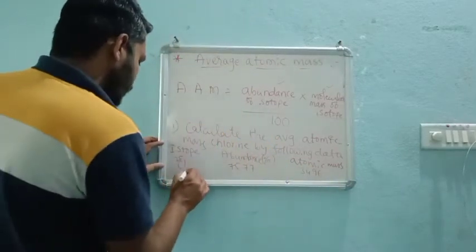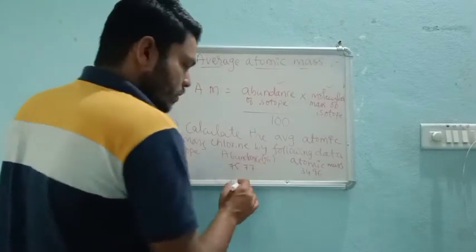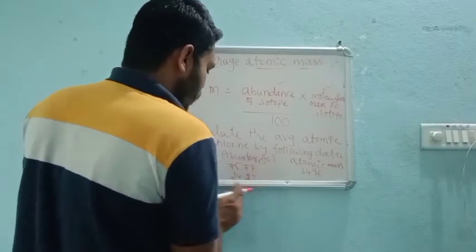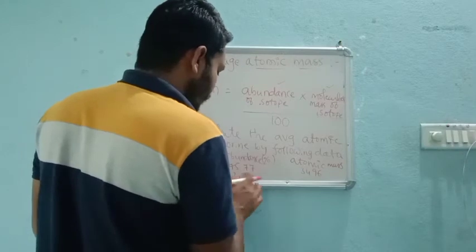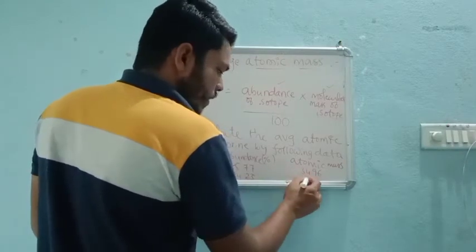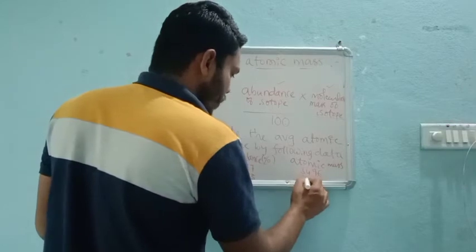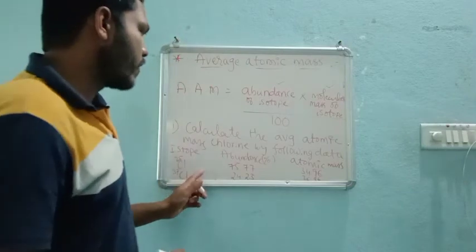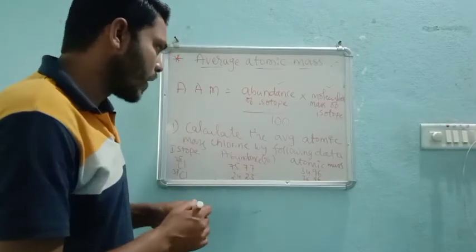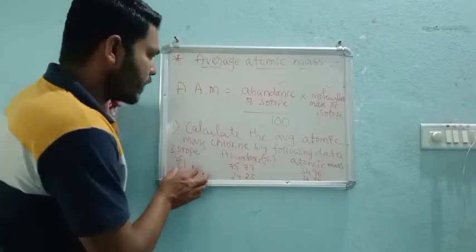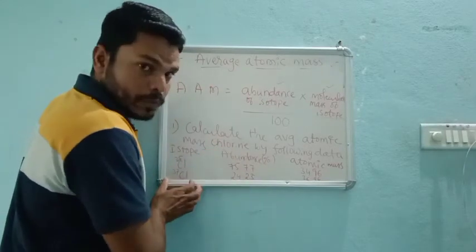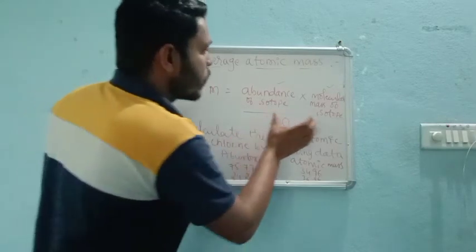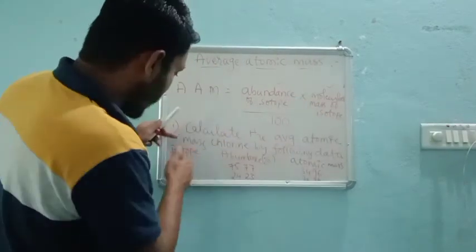Coming to one more, Cl37, whose abundance is 24.23, and its atomic mass is 36.96. So all the data they have given, you just substitute these values. There are two isotopes, so to calculate the average, we have to multiply and add the values of these two.